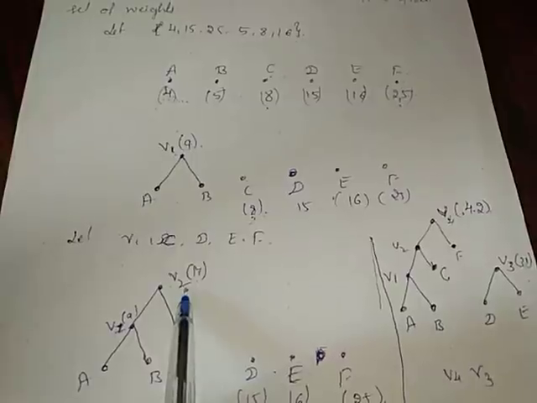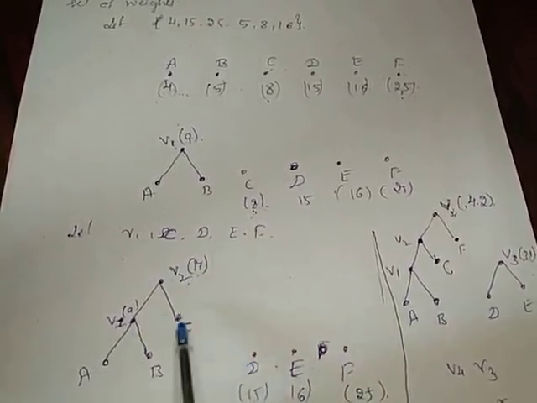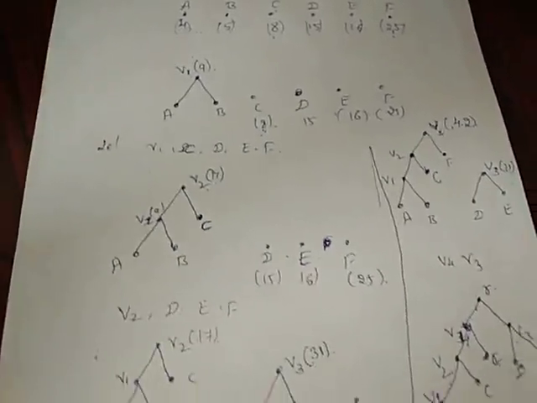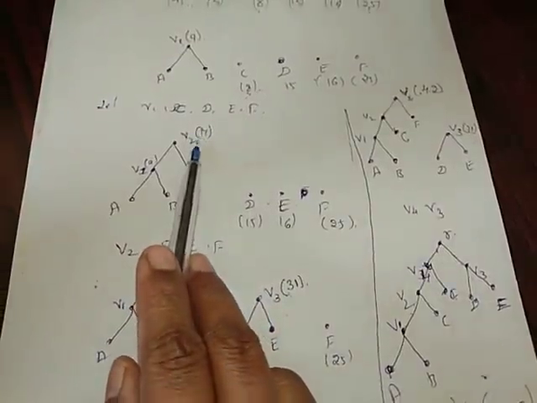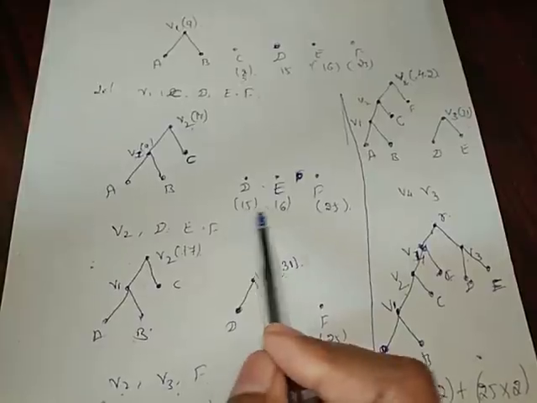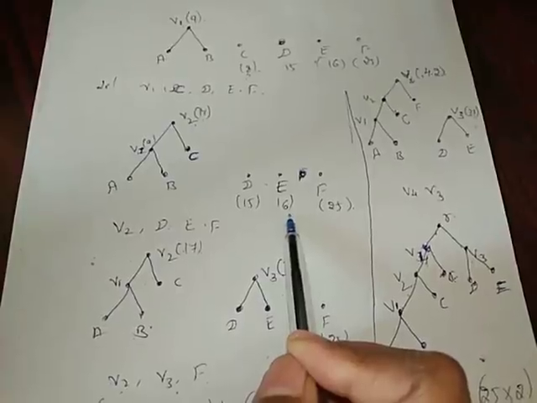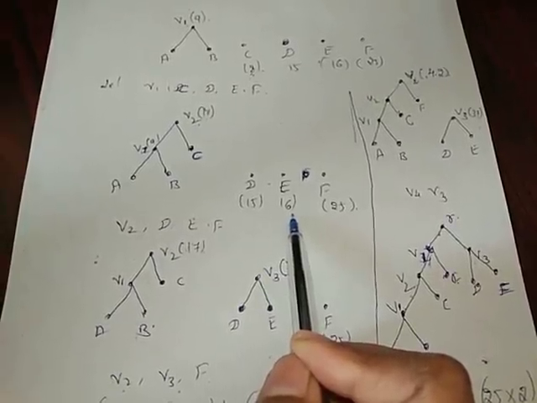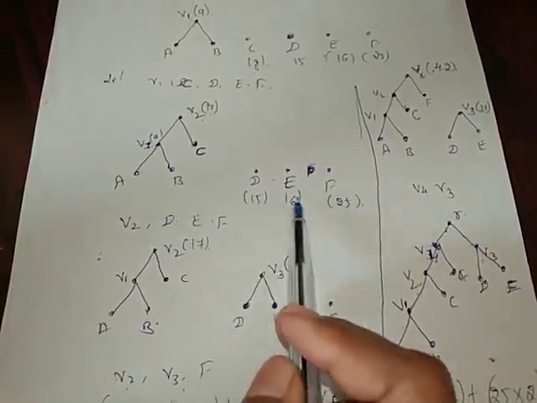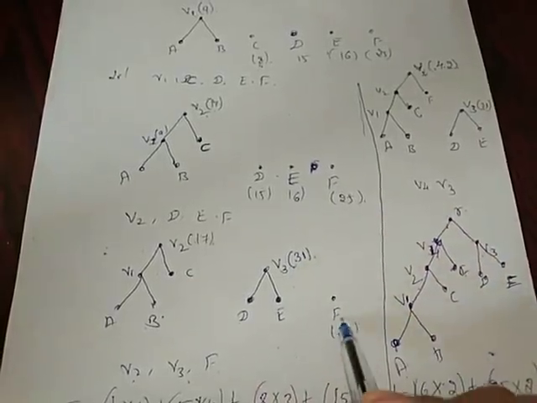Draw the tree by considering V2 as a root, V1 and C as children. Keep the remainings as it is. Now the remaining vertices are V2, D, E, F. Among these, the minimum weights are 15 and 16, that is D and E. Now assign a new vertex V3 with the weight 15 plus 16, 31. And keep F as it is.